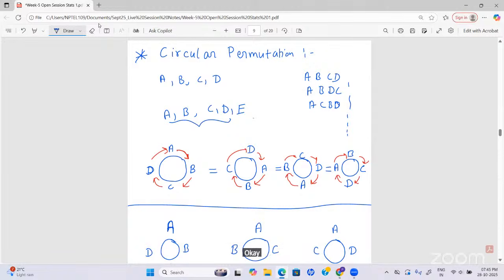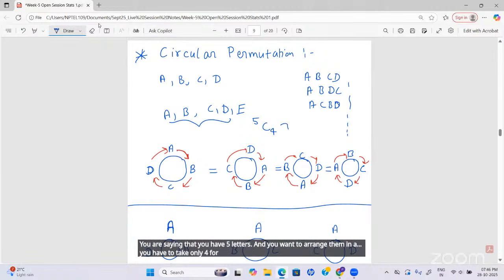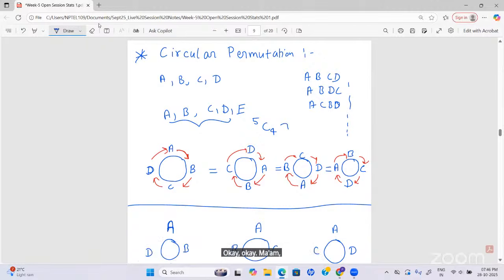Out of 5, you have to select 4, and then you have to arrange them. Selecting them means combination. If you are doing only selection, because you are saying that you have 5 letters and you have to take only 4 for circular arrangement, right? Ma'am, these things we will study next week? Yes, this combination will come next week.